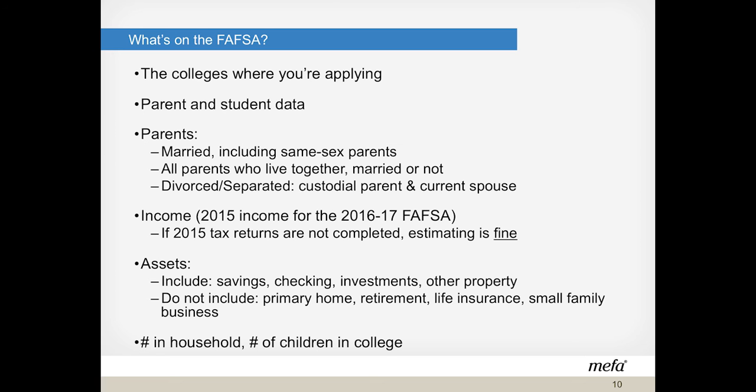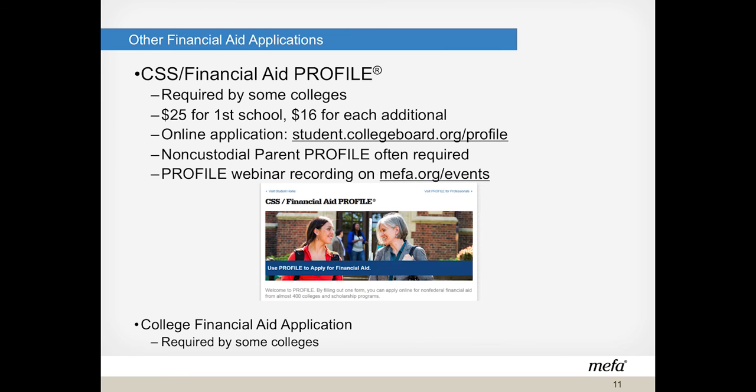And if your family owns a small family business, and a small family business is defined as a business that is owned over 50% by your family and has less than 100 employees, perhaps parents own it or student and parents own it, you do not report the value of that business on the FAFSA. You'll report the business income, but not the value of that business. And then finally, the FAFSA will ask about the number of people in your household and the number of children in your household going to college.